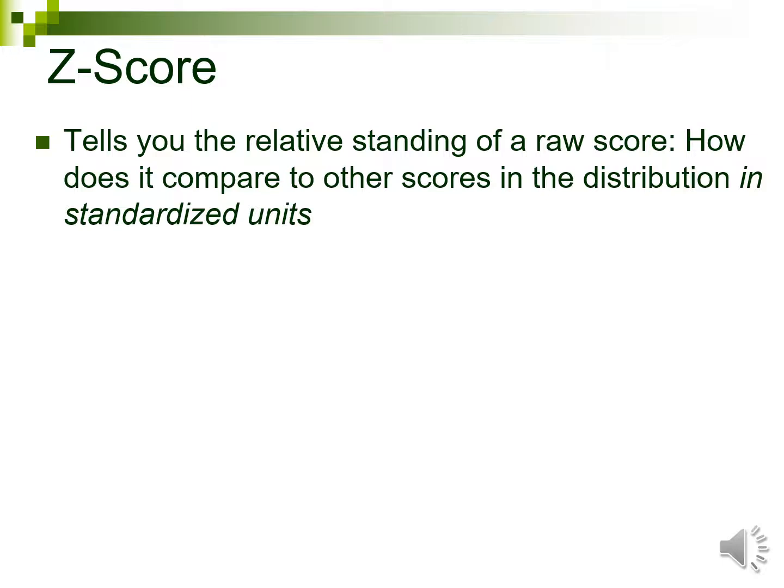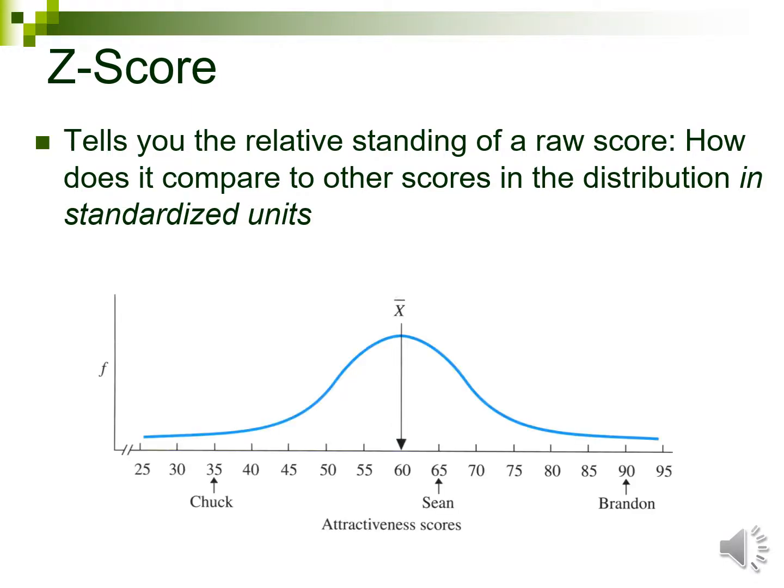So z-scores tell you the relative standing of a raw score. That is how that raw score compares to other scores in the distribution in standardized units. Let's go through an example. The example data we're going to be looking at today are these attractiveness scores. So what we might do is to take pictures of 100 different men and have women sit down and rate how attractive they find the different men to be.